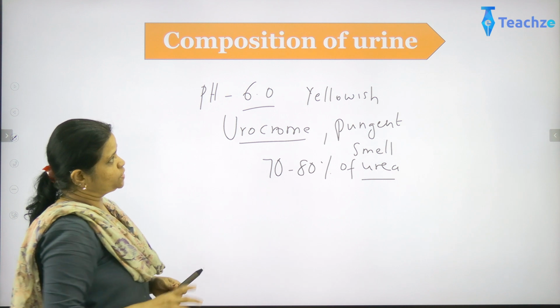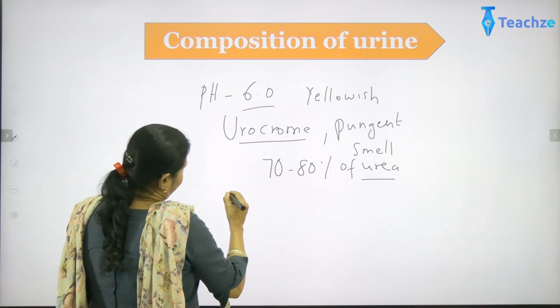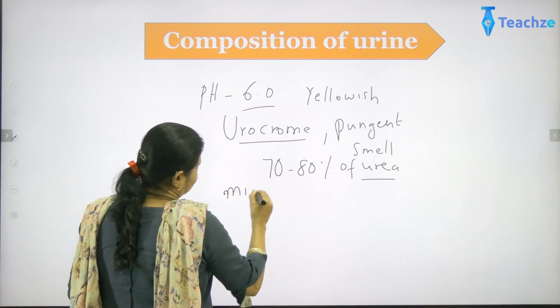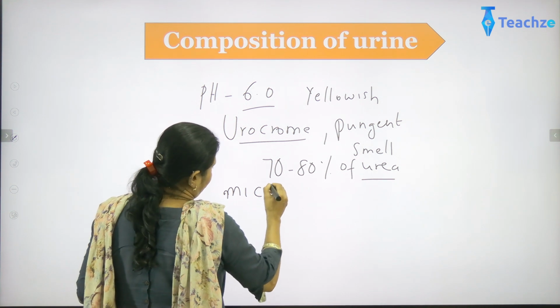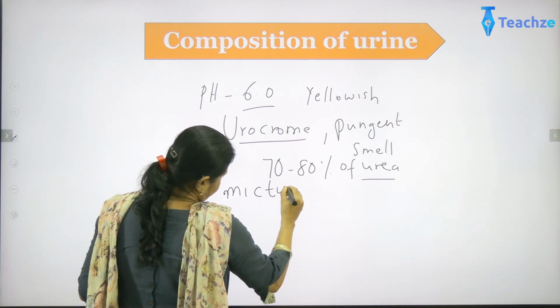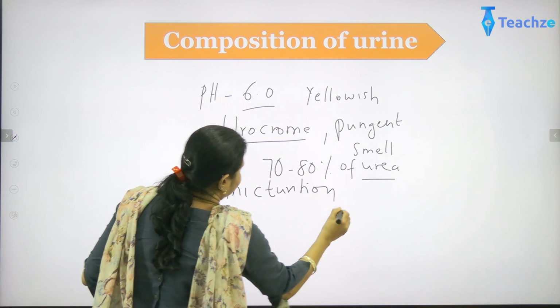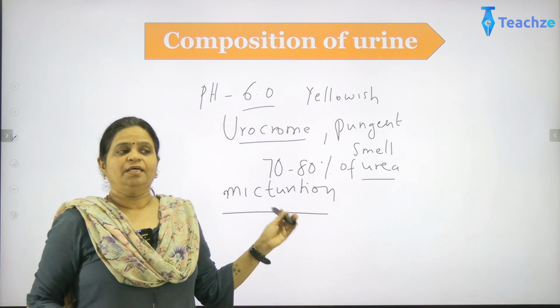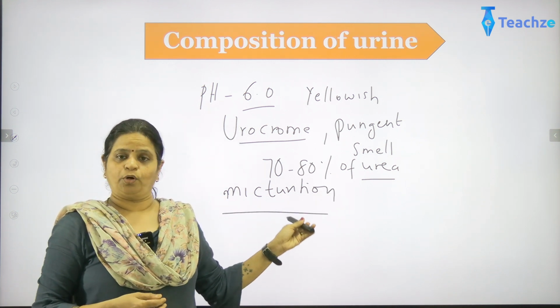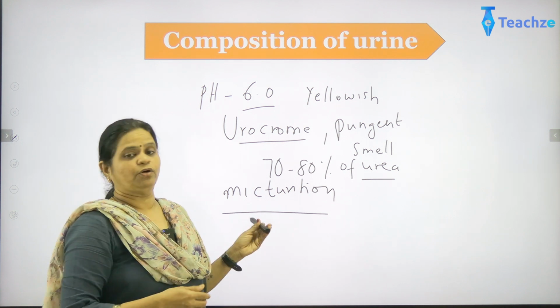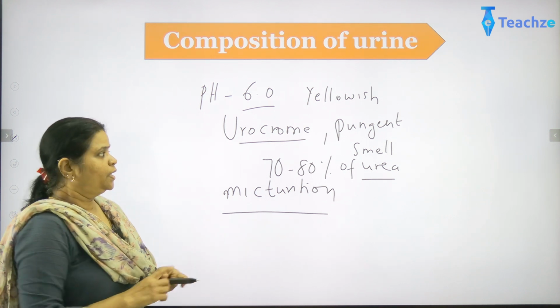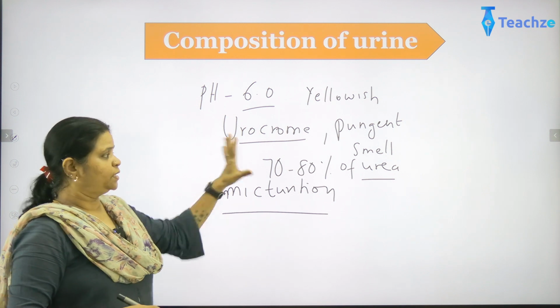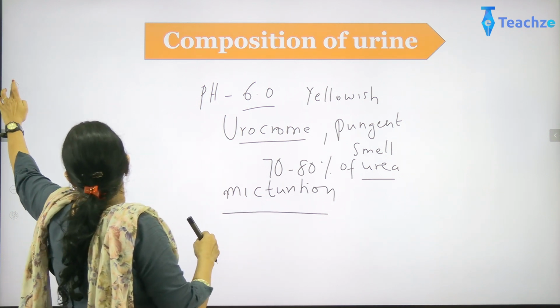So 70 to 80% of urea is also filtered through the process of filtration through urine. Now this will be the composition of urine, and the process by which urine is removed from the body is called micturition. It's called micturition, that is the removal of urine from the body, and the process of evacuation we call micturition. Now urine, the composition and all these here.